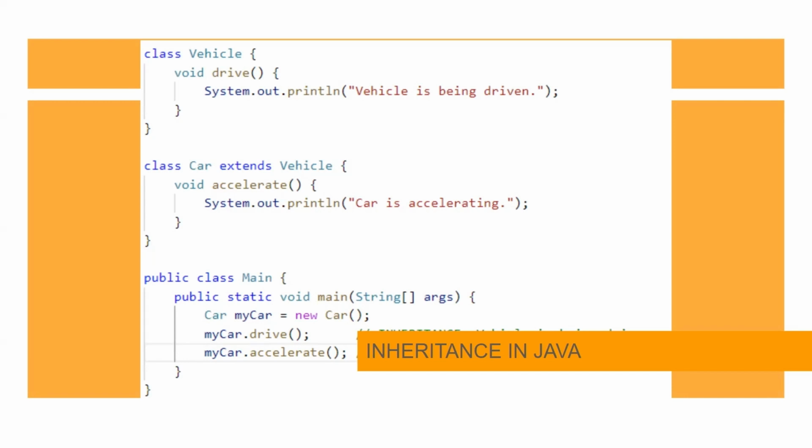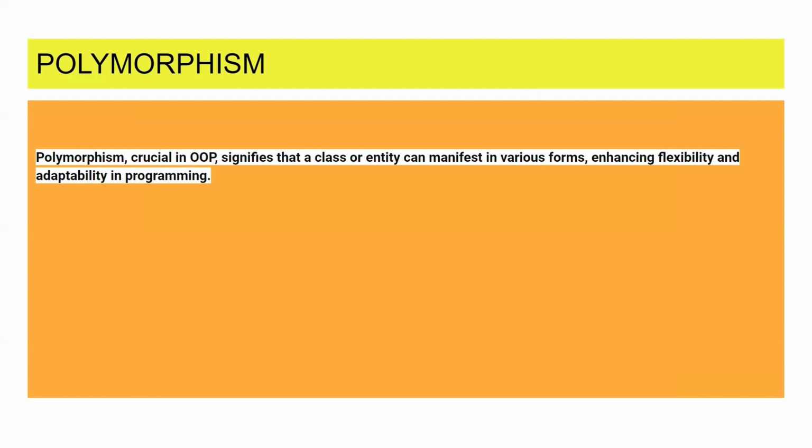If we see, we are creating an object for the Car class, and we are able to call that drive function using the object of the Car class. So this is called inheritance. Moving on to the last principle, which is polymorphism. It's crucial in OOPs, and it signifies that a class or entity can manifest in various forms, enhancing flexibility and adaptability in programming. Let's take an example in real life.